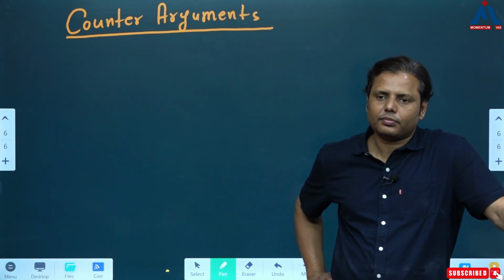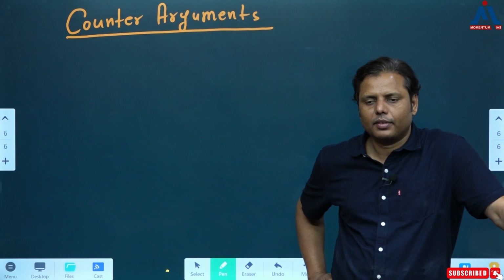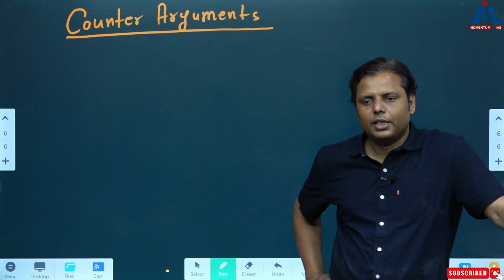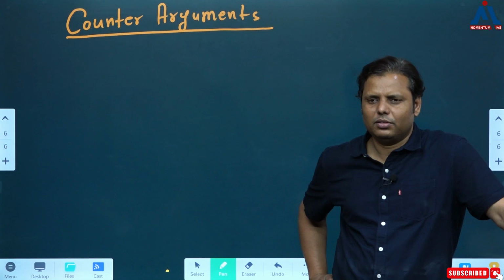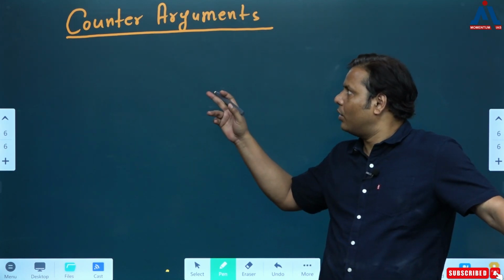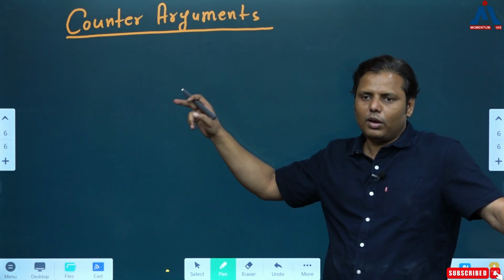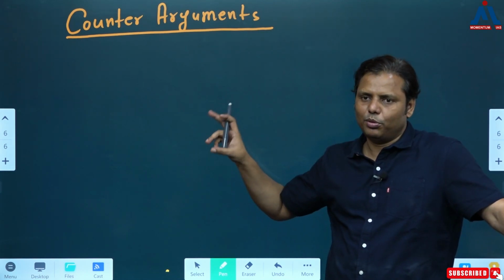Let's move to the counter arguments. Now the counter arguments are universal, correct. Whichever age you call a dark age, the counter argument you have to give is universal, the same things will work everywhere. But here, while giving the counter arguments, we'll be picking up the examples from the post-Mauryan period. Why? Because precisely we have been discussing the post-Mauryan period here.